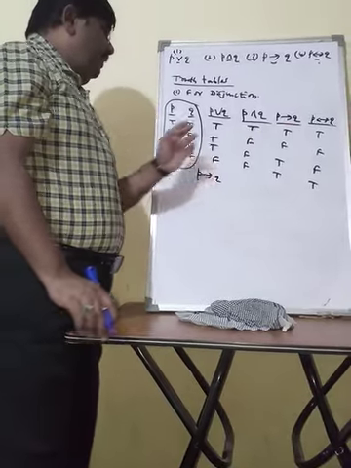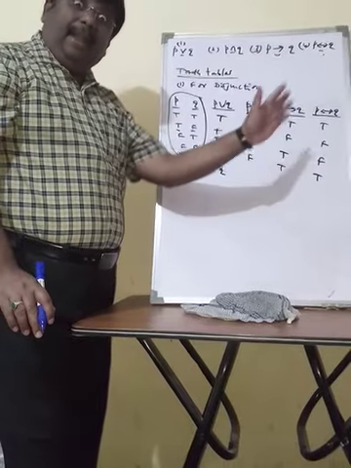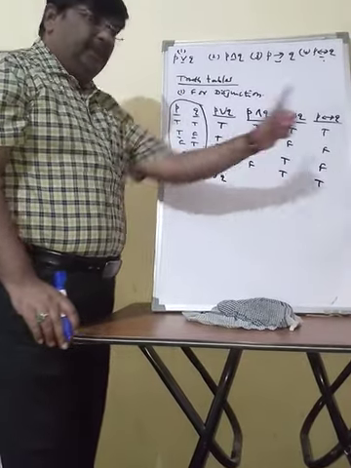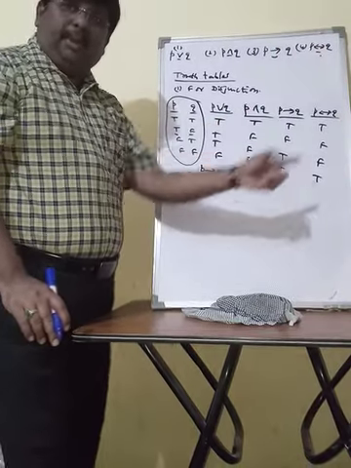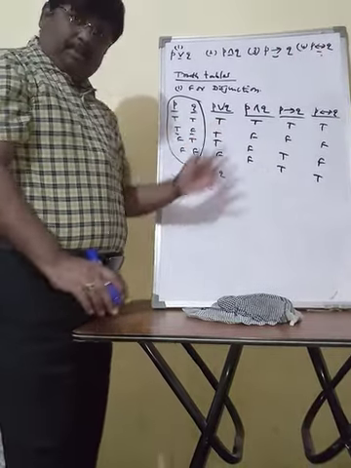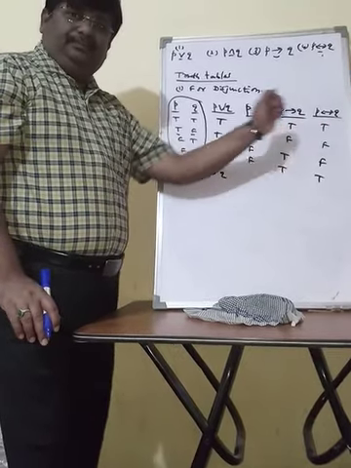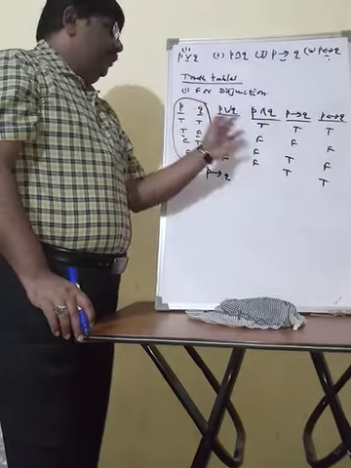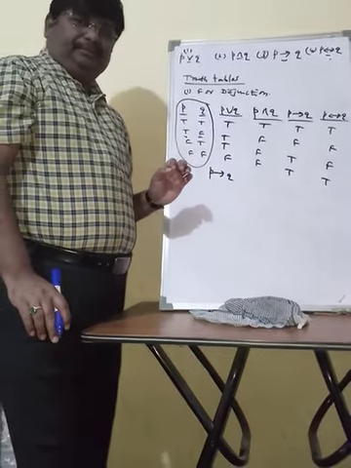Biconditional is true only when both of them are true or both of them are false. Because it is if and only if. If this happens, that should happen. If that happens, this should happen. By both ways it is true, or by both ways it is false. Then only biconditional is true. Biconditional is true if both of them are true or both of them are false.